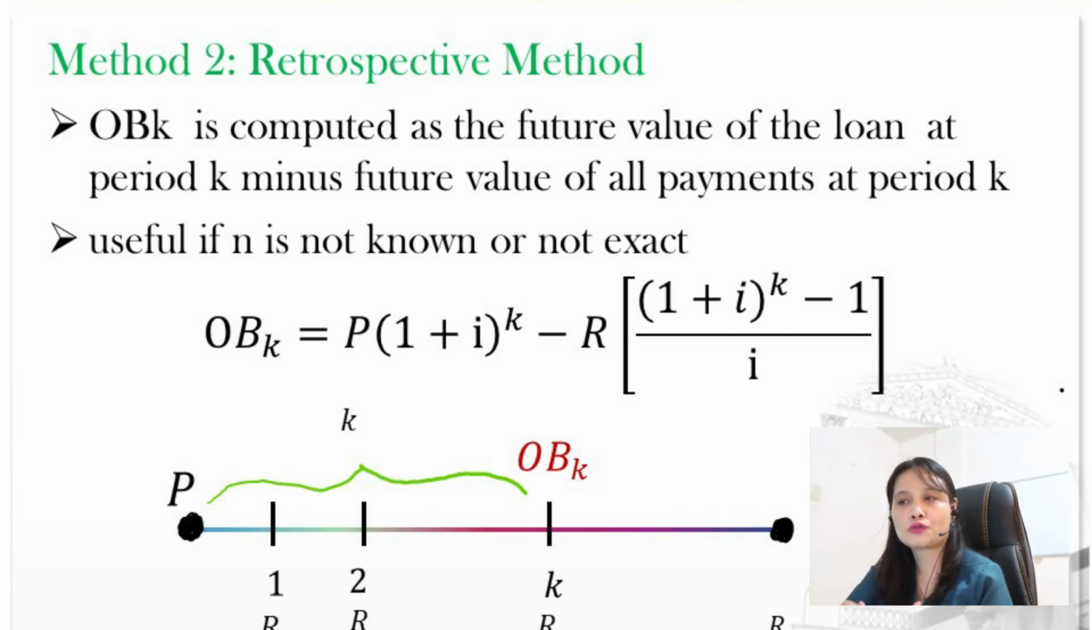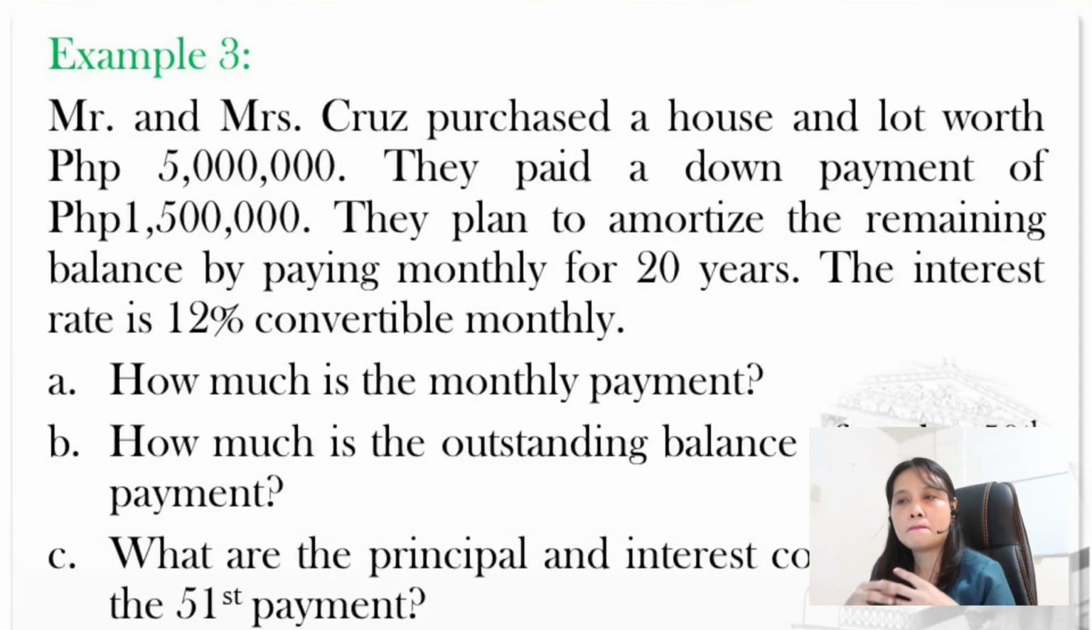Okay. So for example, in number 3, Mr. and Mrs. Cruz purchased a house and lot worth 5 million. Okay, they paid a down payment of 1,500,000. They plan to amortize the remaining balance by paying monthly for 20 years. The interest rate is 12% convertible monthly. So how much is the monthly payment? So your regular payment. How much is the outstanding balance after the 50th payment? Okay, magkano daw yung unpaid after the 50th payment? And then what are the principal and interest components of the 51st payment? Okay, let's start with the first one.